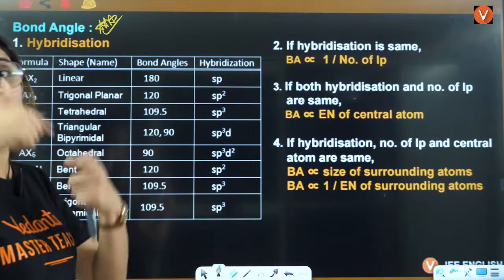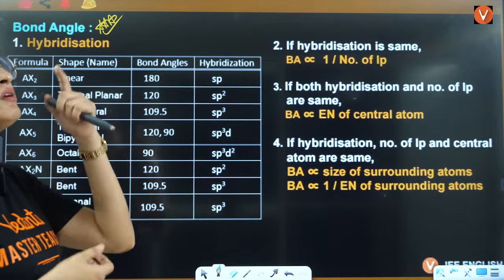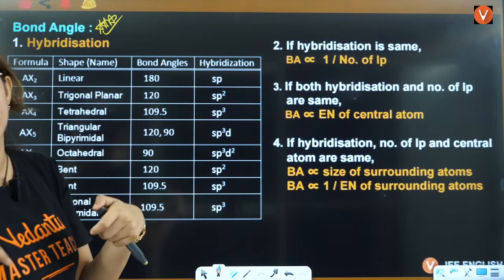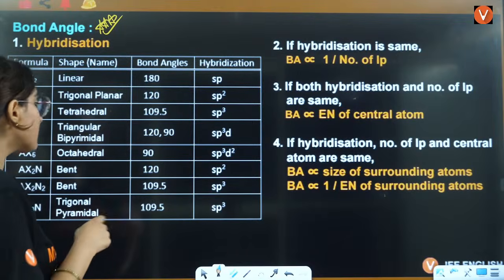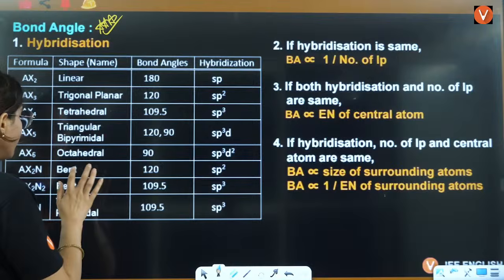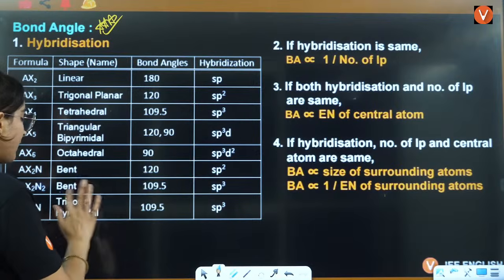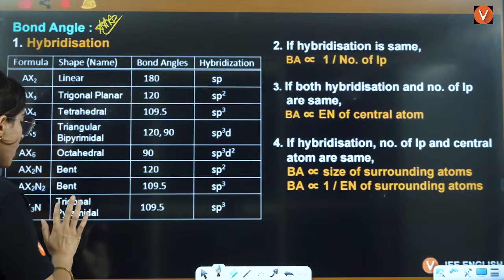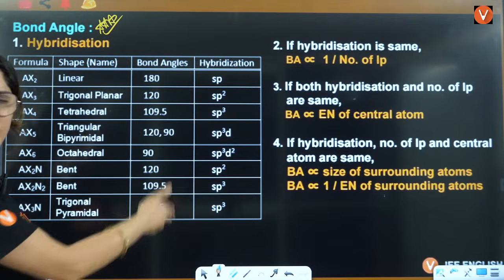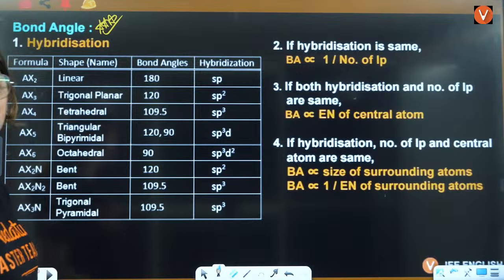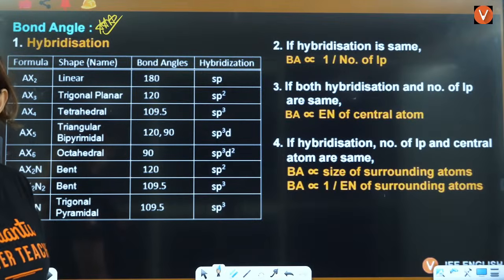Between two axial bonds you have 180, between equatorial bonds the angle is 120, between axial and equatorial you have 90 degree. Octahedral has 90, then bent has 120, bent has 109 also. Trigonal bipyramidal has this. I have already talked about all these angles. That's why I showed you the shape.